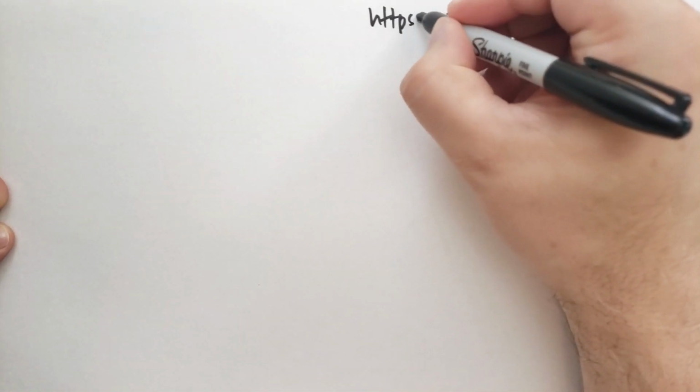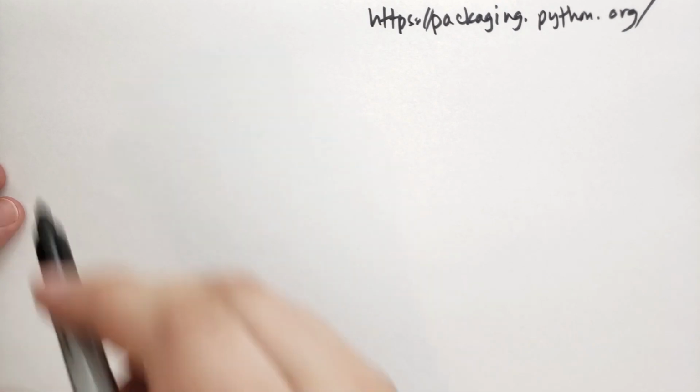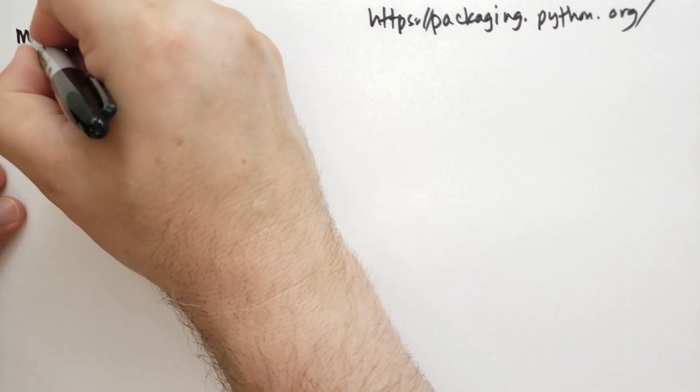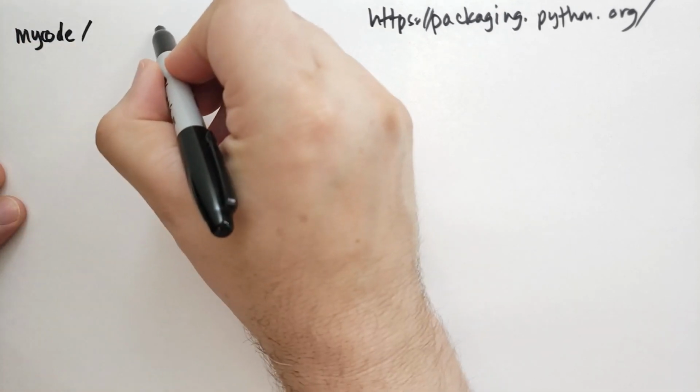Everyone should be familiar with the contents of this website. Okay, so for this example, we're going to create a package called MyCode. At the top level, we're going to have a directory called MyCode, if I can spell. This is the project directory.